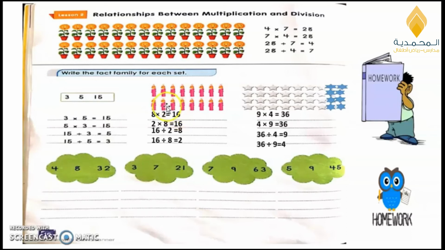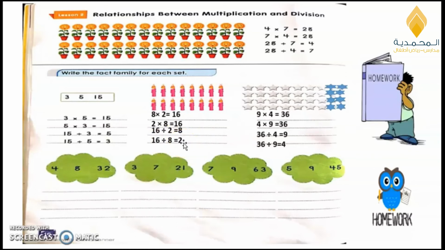So 16 divided by 2 equals 8, or 16 divided by 8 equals 2. As you can see here, again, 16 divided by 2 equals 8, and 16 divided by 8 equals 2. How do we know this? Think: what is the number that, if I multiply it by 2, will give me 16? Which is 8. Or what is the number that, if I multiply it by 8, will give me 16? Yes, it is the number 2.